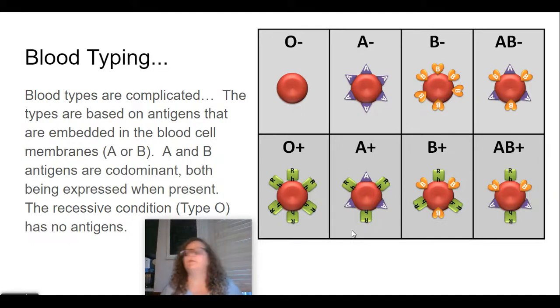Take a minute and try to figure out who can donate to who and who can't. I'll give you a hint. O negative is the universal donor. That means they can donate to everybody. AB positive is going to be our universal recipient. They can receive blood from everybody.